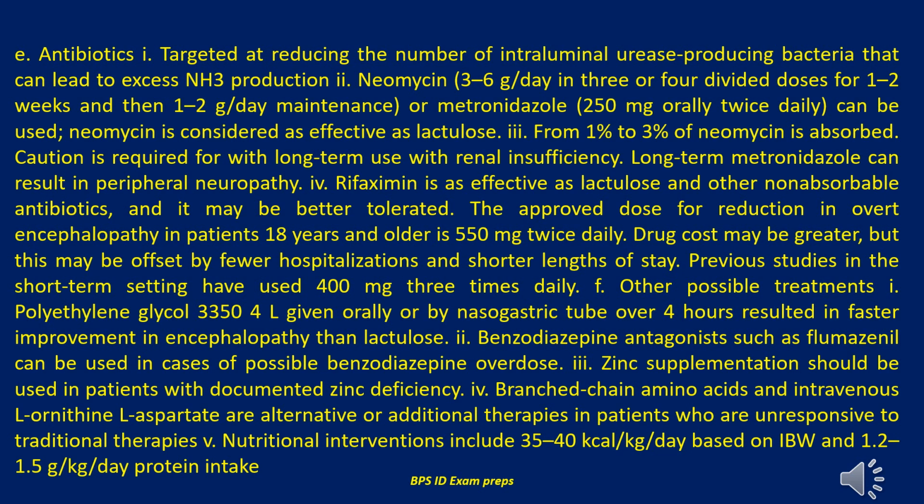4. Branched-chain amino acids and intravenous L-ornithine L-aspartate are alternative or additional therapies in patients who are unresponsive to traditional therapies. 5. Nutritional interventions include 35 to 40 kilocalories per kilogram per day based on ideal body weight and 1.2 to 1.5 grams per kilogram per day protein intake.